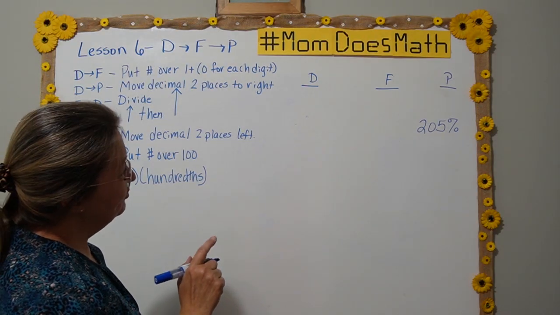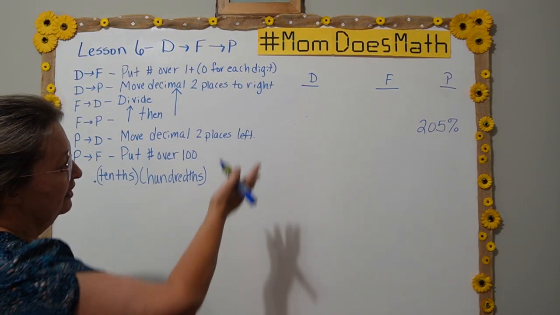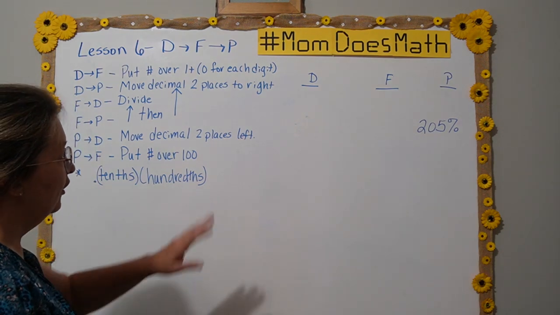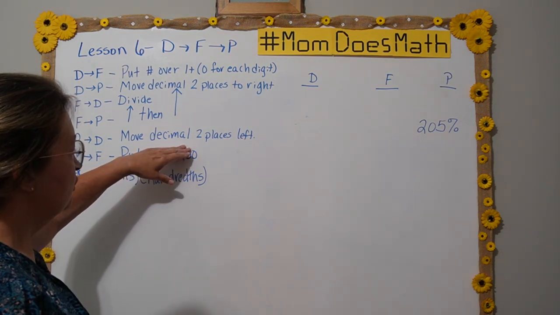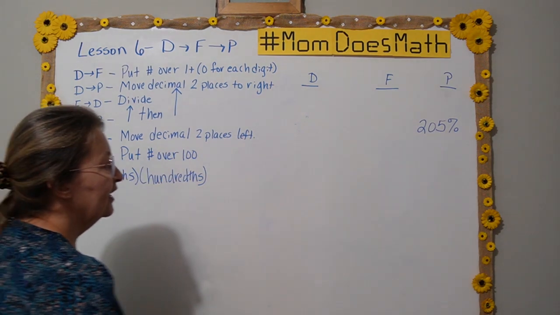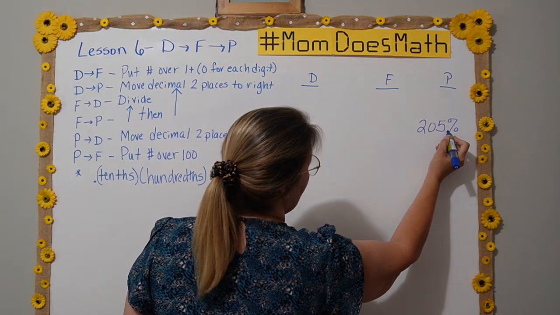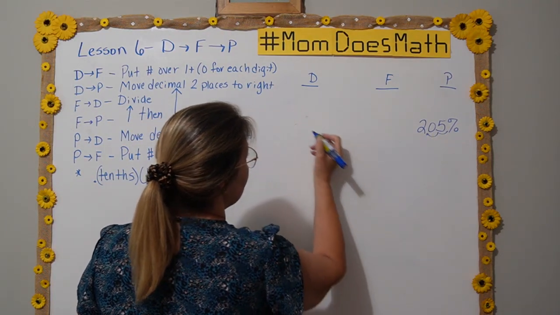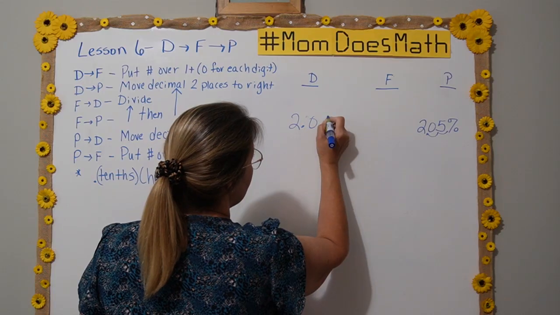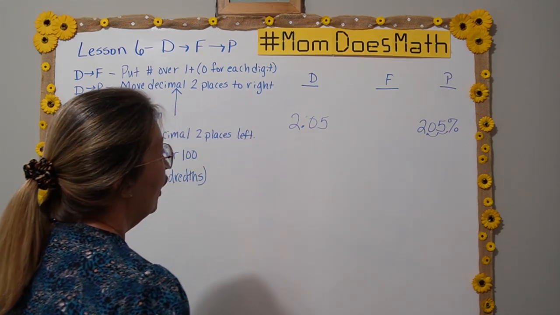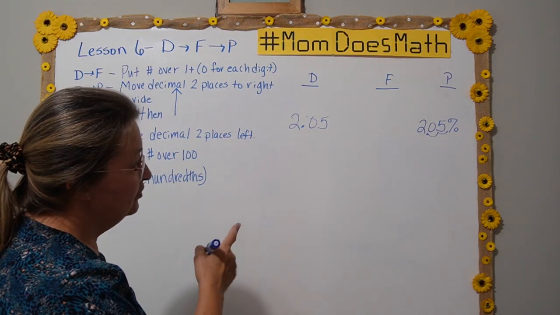Okay, 205%. So the first thing I want to do, let's change it to a decimal first. How do you go from percent to decimal? You just move your decimal 2 places to the left. Where is it now? It's here. So when I go 2 places to the left, I get 2.05.